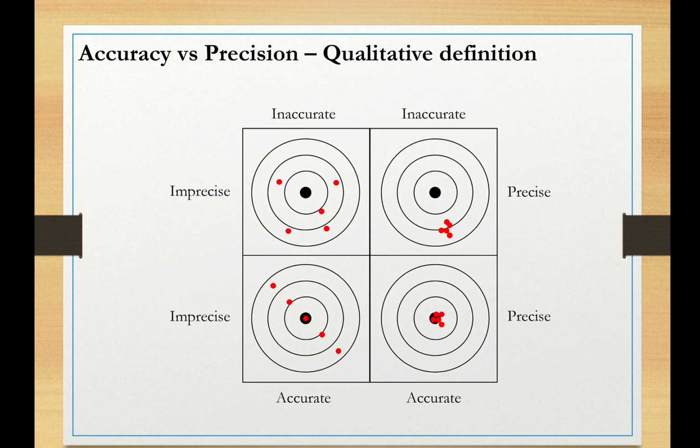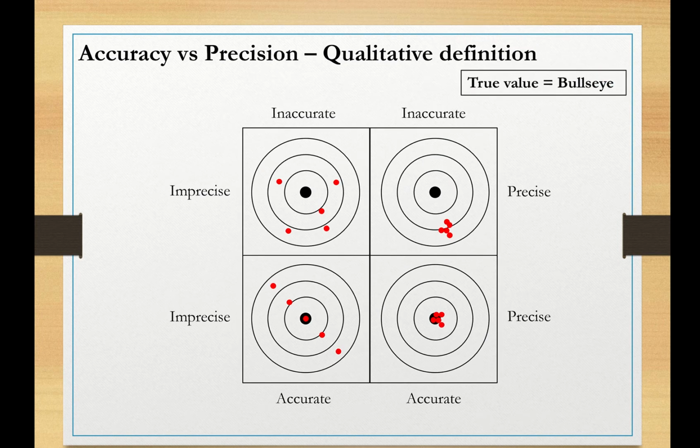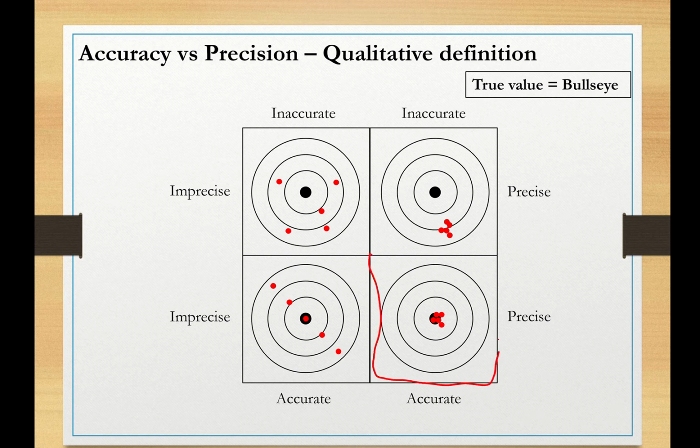Now, perhaps a lot of us have seen this picture many times, and it's very informative and very useful. Here our true value is the bullseye, okay? So the center of that circular target. The bottom right panel here shows accurate and precise measurements, because you can see that all of them are very close to the bullseye, the true value, and the deviation of each other is very small. That's why they are precise.